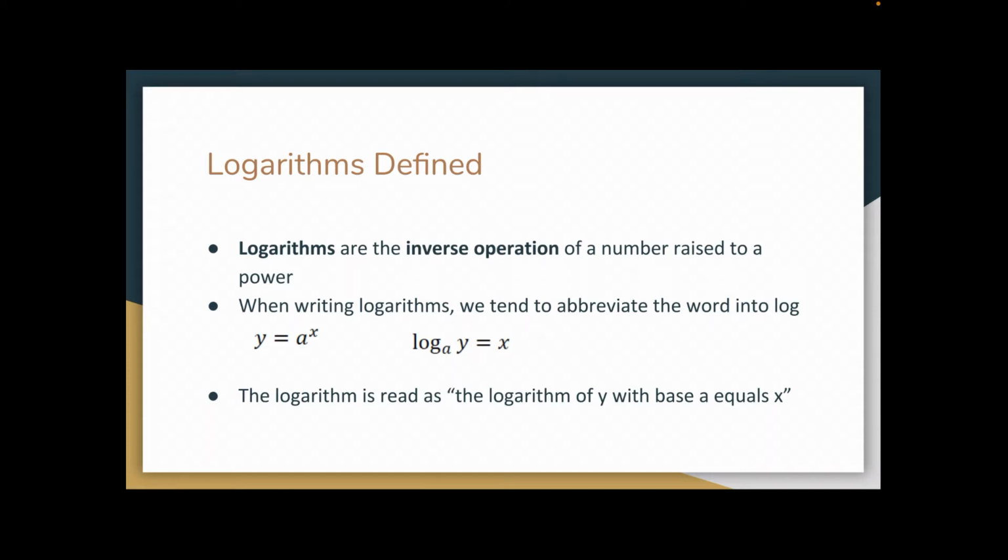The power rule states that if you're taking a power to a power, you multiply the exponents. So if we're taking x to the a to the b power, we can write it as x to the a times b power.